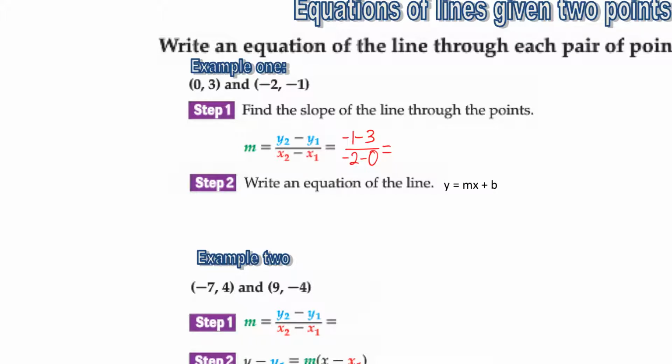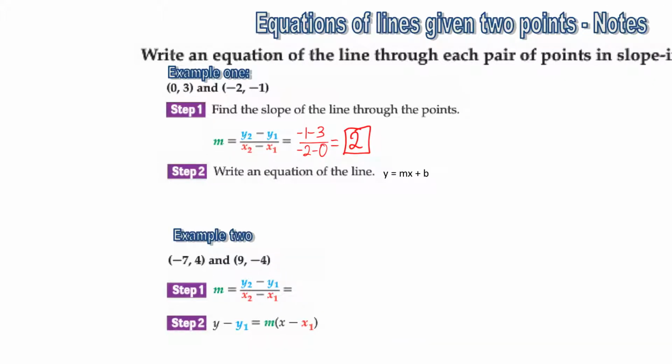-4 over -2, which means it just goes all the way down to 2. So what is this that we just found? What is this 2? It is the slope. So the slope for this line is 2.